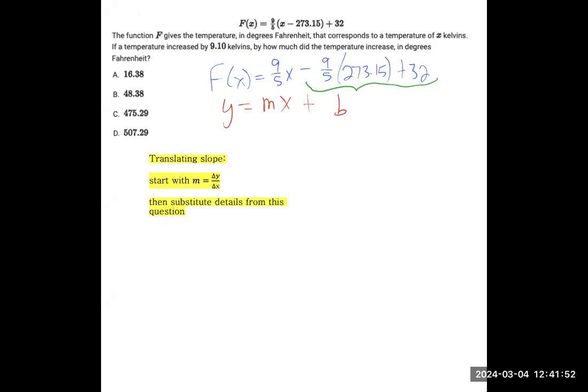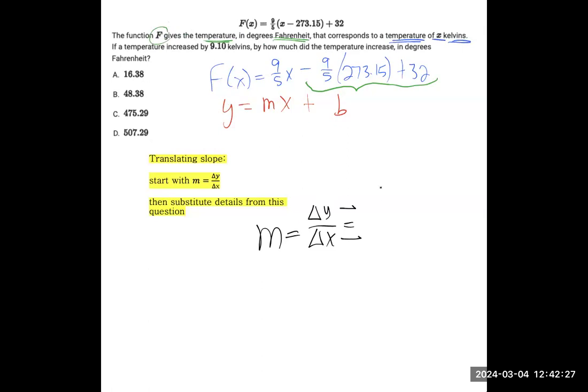In other words, the SAT is asking us to demonstrate some kind of higher level understanding of what slope would mean in the real world. So to do the process of translating slope, you write on your page, slope is change in y over change in x, and then you substitute in what the y is and what the x is. Now the y, in other words, the f of x, they're telling us that that is the temperature Fahrenheit. So F, which is y, is the temperature Fahrenheit. The x is the temperature Kelvin. They're telling us that right there.